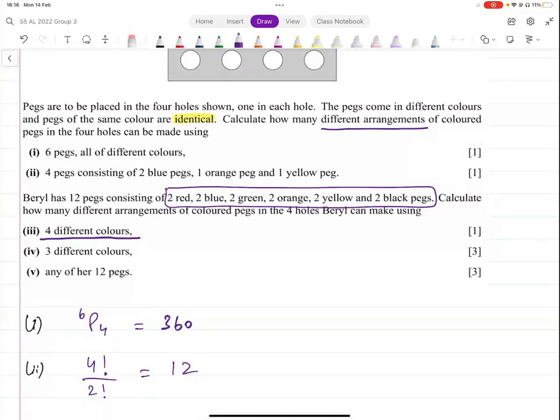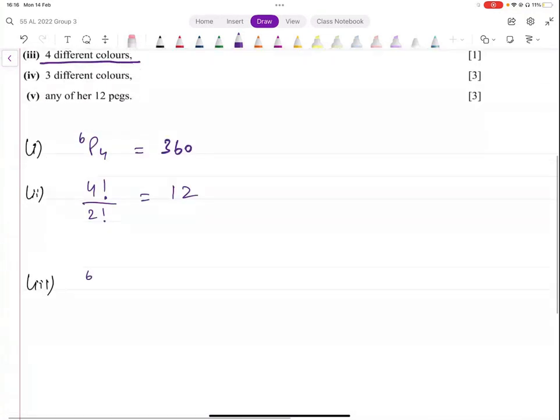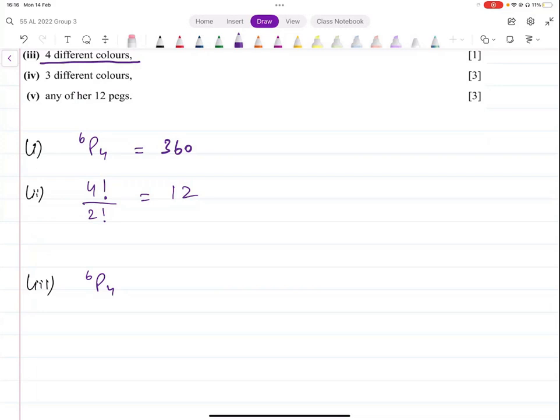Six colors mein se aapne char colors choose karne aur unko arrange kar dena. So what does that mean? That means 6P4. Six mein se humne four colors choose karne aur unko arrange kar dena.